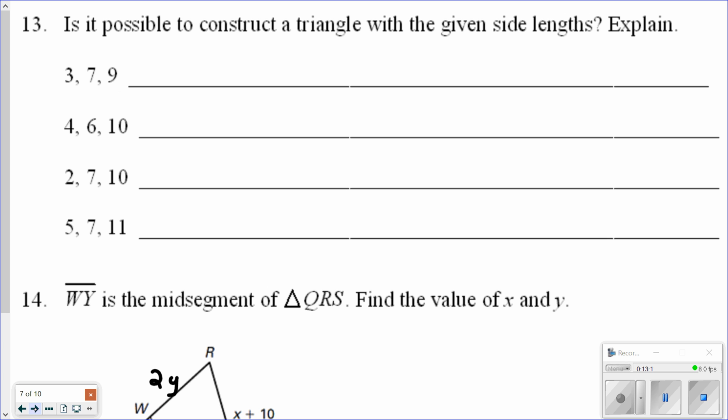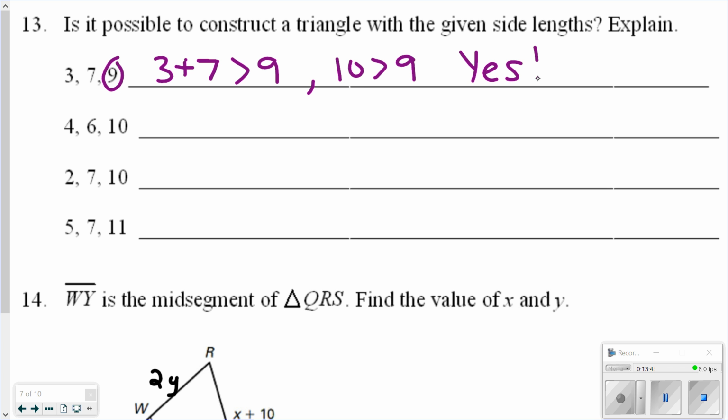Is it possible to construct a triangle with the given side lengths? Explain. All right, so let's look at the first part here. We have 3, 7, and 9. To determine if it's possible to construct a triangle, we need to look at the largest side length, which in this case is 9. Then we need to look at the 2 smaller side lengths and add them up. So 3 plus 7, is that greater than 9? It is. So 10 is greater than 9. So yes, this will construct a triangle.